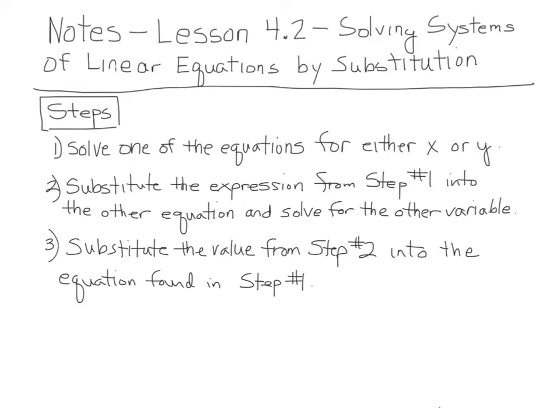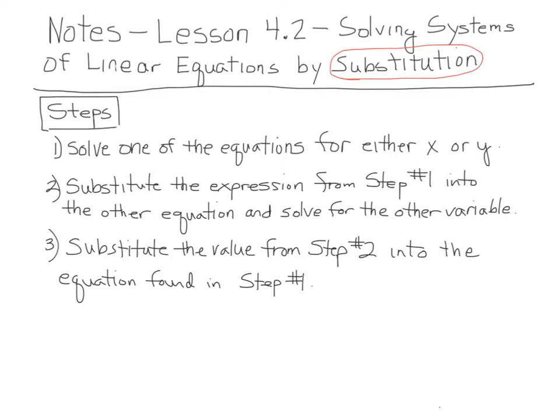Lesson 4.2. We are still solving systems of linear equations. Systems just mean you have two or more equations. Linear means that when you're graphing, you're going to have lines. Yesterday we solved by graphing, and we tried to find where the lines intersected. Today we're going to use a new method, and it's called the substitution method. Okay? Alright, so here are your steps that you're going to follow.